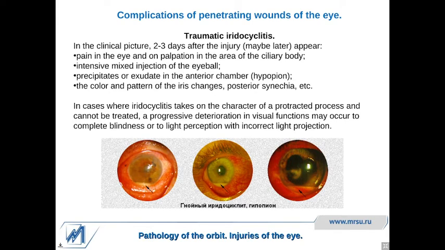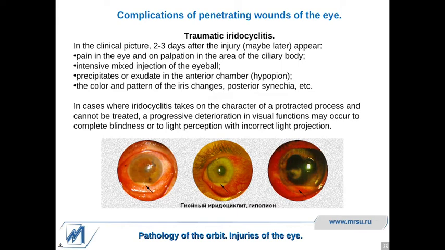Of course, there are several complications of penetrating wounds of the eye. First, traumatic iridocyclitis. In the clinical picture, 2 or 3 days after the injury, pain appears in the eye and on palpation in the area of the ciliary body. Intensive mixed injection of the eyeball, precipitates or exudates in the anterior chamber. There can be hypopyon also. The color and pattern of the iris change, posterior synechiae can appear, etc.